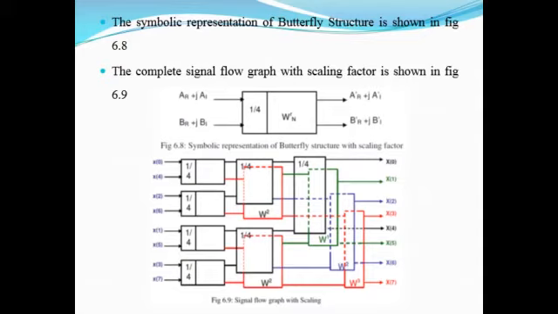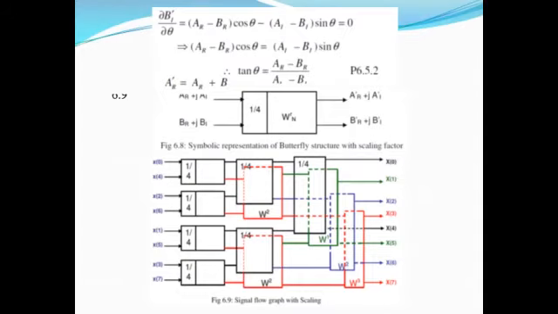The output of this and the output of this is the input for the second stage. Output of this and the output of this is the input for the second stage. Similarly, the remaining output of this and the remaining output of this is the input to the next stage. The remaining output of this block and this block is the input for this stage. Similarly, it continues till the end of the stages. So this is a signal flow graph with scaling, which we can observe.